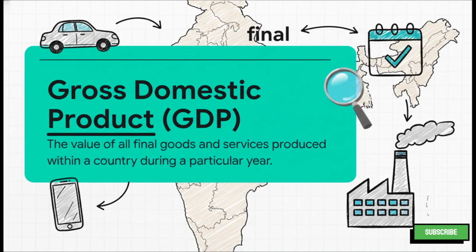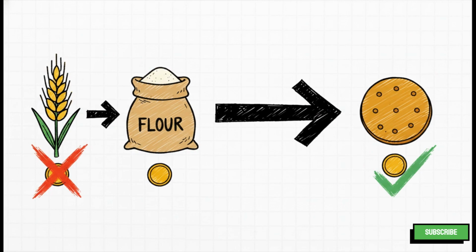Simply put, it's the total value of all the goods and services produced in a country in a given year. But there's one word in that definition that is absolutely critical, the word final. Understanding what final means is the key to understanding GDP. Let me show you why. This example just illustrates it perfectly.